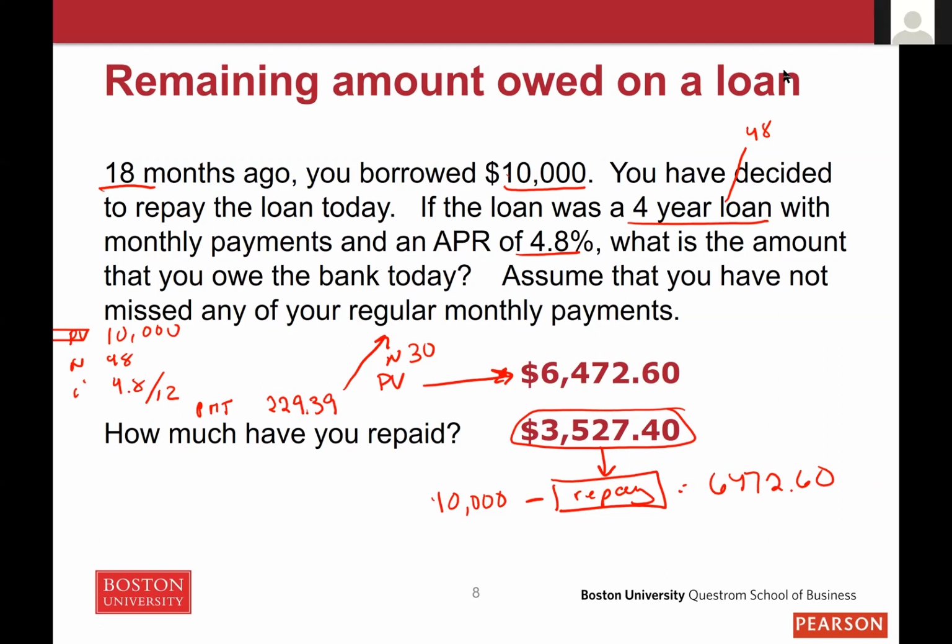All right. So actually, I just want to write out the steps. So first thing you do is find the payment. And then you find how much you owe by putting in the amount of months you have left. Right. And then you just subtract that from the total loan. And that tells you how much you've repaid. Okay. All right.